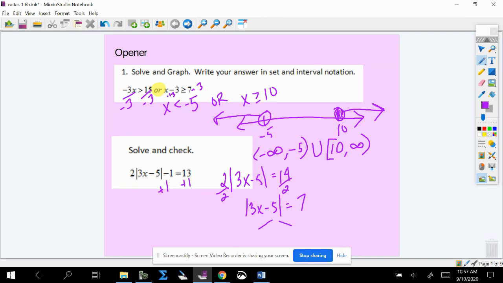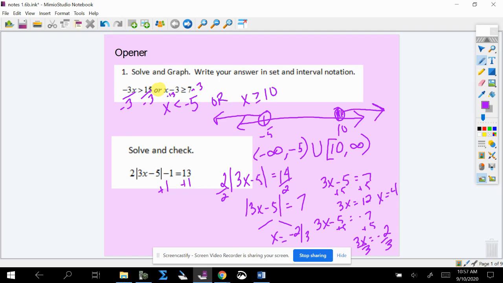So we're going to break it down. One option is that 3x minus 5 equals positive 7. And one option is that 3x minus 5 equals -7. Add 5 to both sides. You can do that in both pieces if you'd like. So you get 3x equals 12. So x equals 4. And then when I add 5 on this one, I get 3x equals -2. So x equals -2/3. Now, both of these should be valid solutions.